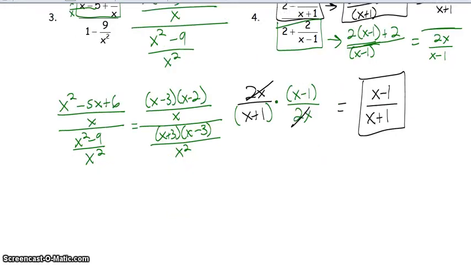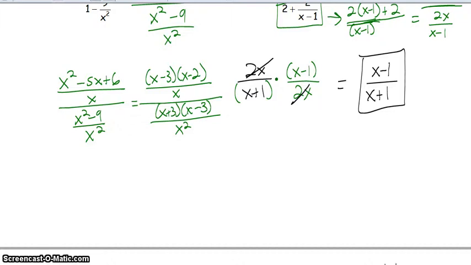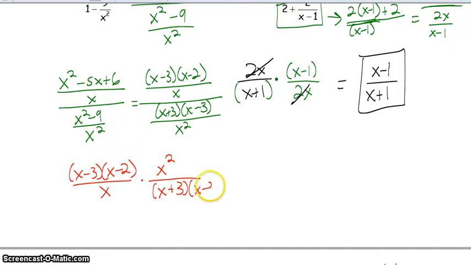Final step, we take that bottom fraction, flip it, and multiply. So the top is still x minus 3, x minus 2, all over x. And then times x squared, all over x plus 3, x minus 3. And finally, we simplify by canceling out what is available to cancel. So I have an x minus 3 over here and here, and I have an x here, and I could take 1 away here. So my final answer for the problem is x times x minus 2 all over x plus 3.